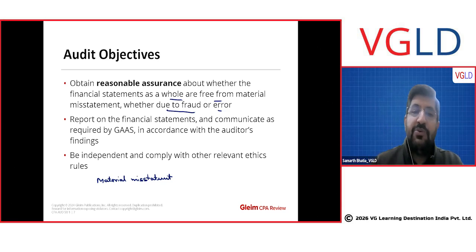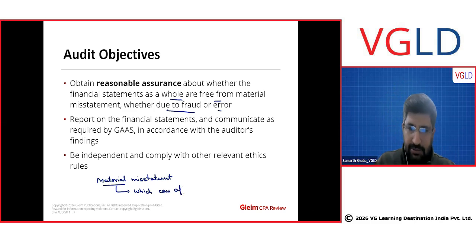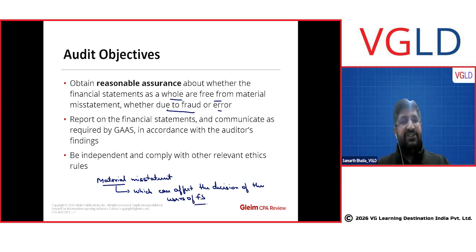absolutely. So when I'm using the word material, what does this mean? Material items are those which can affect the decision of the user of financial statements. Suppose I'm a user of financial statements. Whatever items can lead to a change in my decisions, if those items are not correct, I cannot take the right decision. So those are the material items.